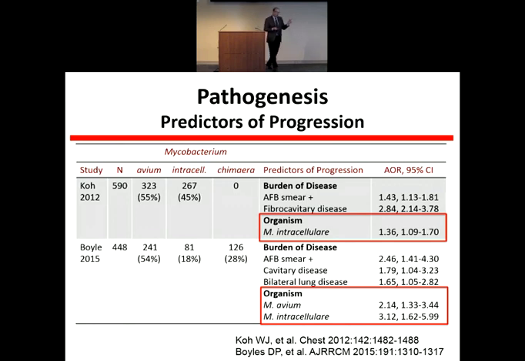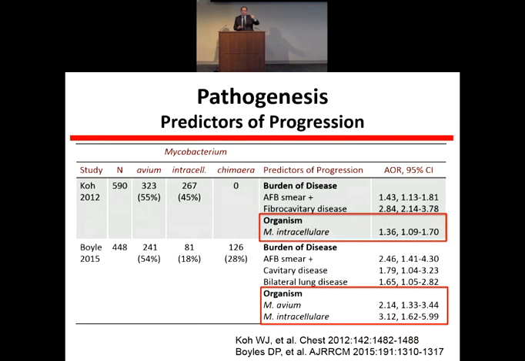But what they did that no one has done is they actually speciated and looked at the organisms. Now, they didn't have Chimera in Samsung, so they only compared intracellular to avium. But people who were infected with intracellular were more likely to progress than those with avium. They did have Chimera at Northwestern, and again showed intracellular was more likely to predict progression, and avium was more likely to predict progression compared to Chimera. So in these studies, they're not small studies. In this field, 500 patients is a huge study. But they're showing that maybe it matters which species.